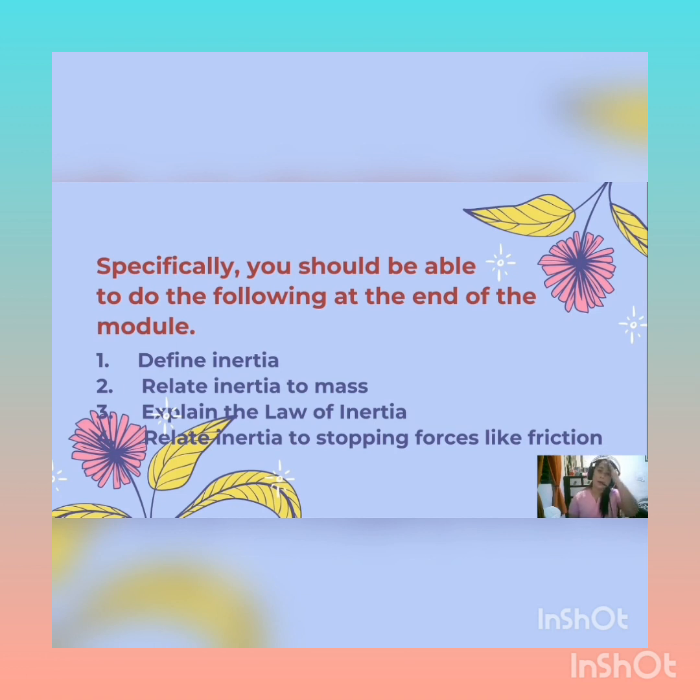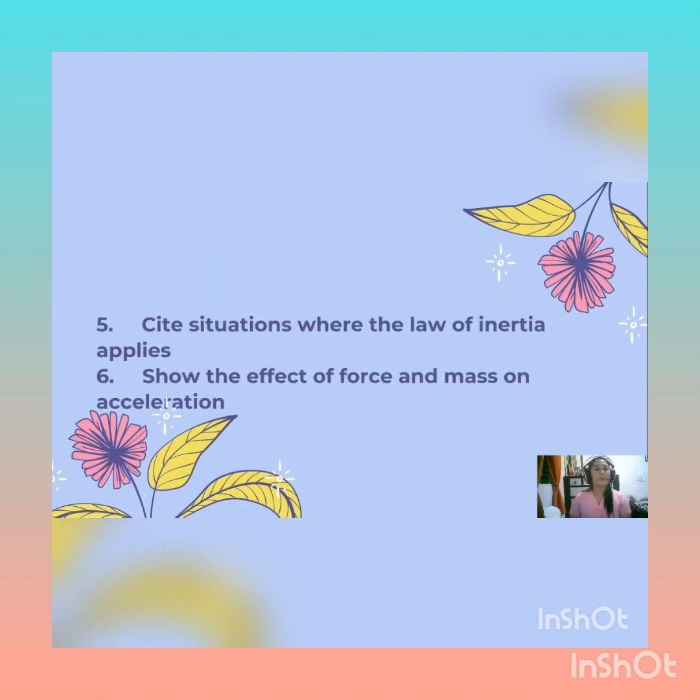Number 4, relate inertia to stopping forces like friction. We all know that friction is also a kind of force. Next, cite situations where the law of inertia applies. So, this is very important. What does inertia try to give us when it comes to our day-to-day life? When do we experience or when do we apply this kind of law?